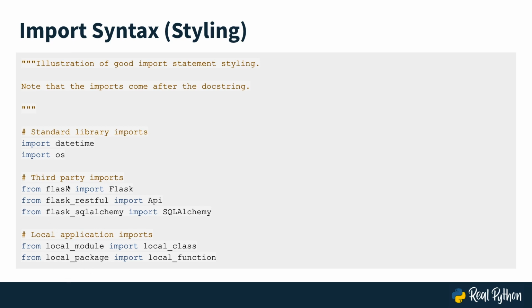Within each of these groups, it's helpful to keep everything alphabetical, so that if there's a lot of imports, it can be easy to find things later on. And separate out each of these groups with a blank line.